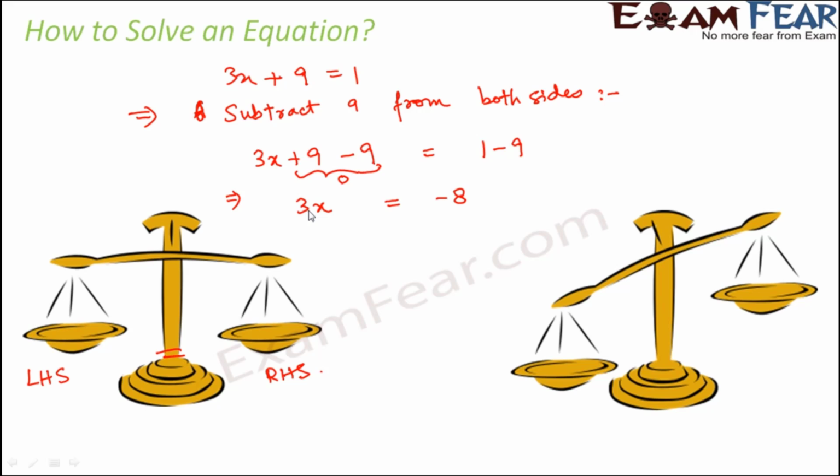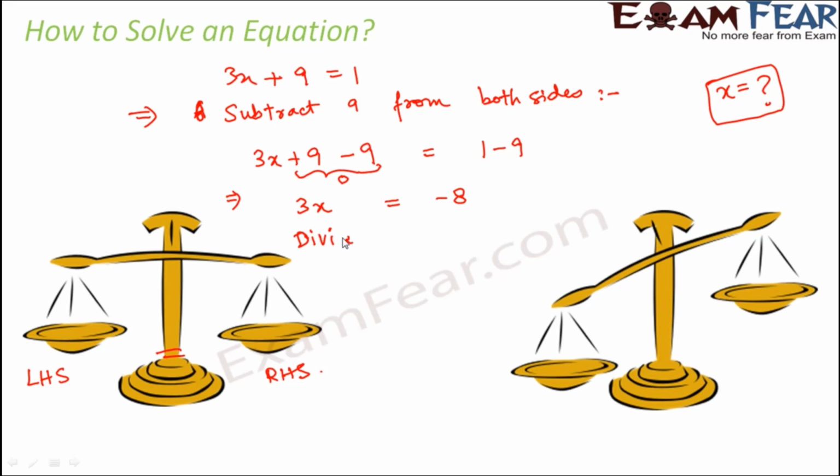Now what is our aim? Our aim is to find the value of x. So we want to have only x on the left hand side. In that case we will get the value of x, because x is equal to something. That is what we want. So if somehow we can remove this 3, how can we get rid of it? For that, we divide the left hand side by 3.